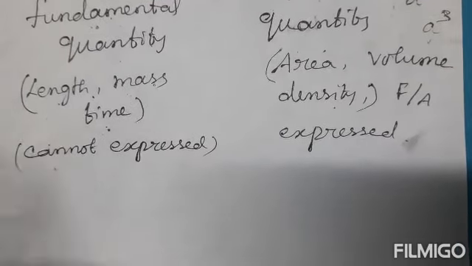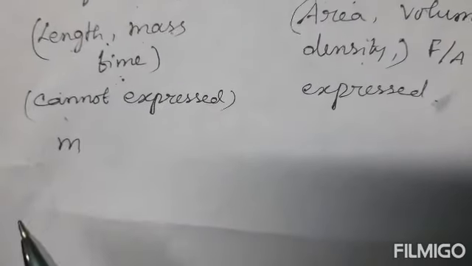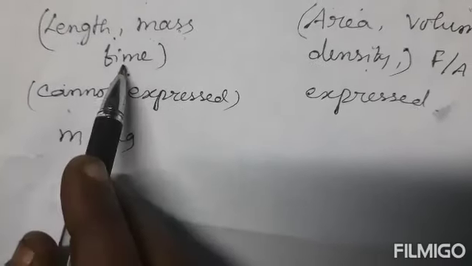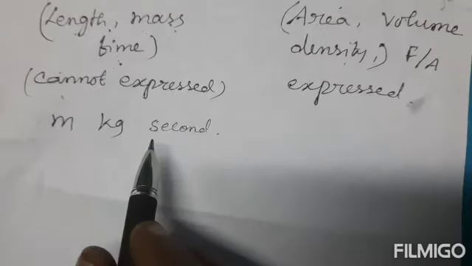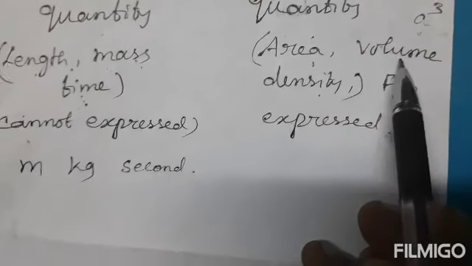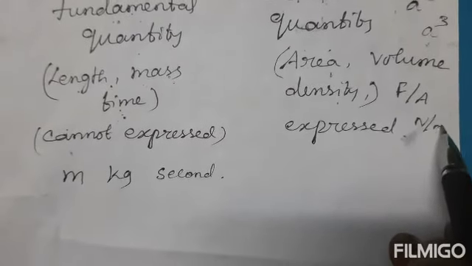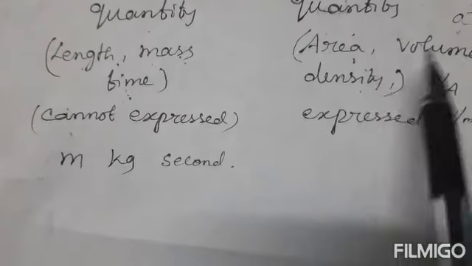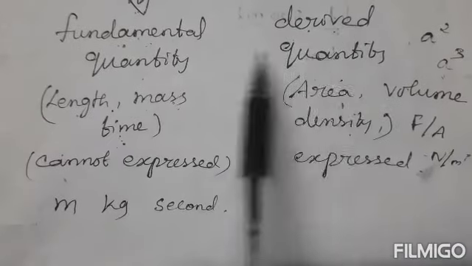Okay. Now what is the unit of length? In previous classes you have learned, meter is the unit of length. What is the unit of mass? Kilogram is the unit of mass. What is the unit of time? Second is the unit of time. Okay, students. So here also what is the unit? Square units. Here cubic units. Density, Newton per meter square, like that it will come. So like that different units and different formulas are there. So fundamental quantity and derived quantity we have learnt well.